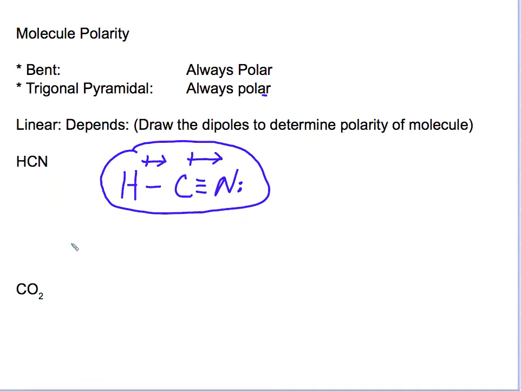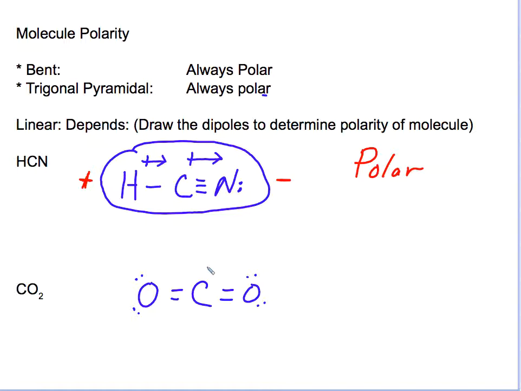So this side of your molecule over here would be slightly negative, and this side over here would be slightly positive. And because this molecule has a negative and positive end, it would be classified as a polar molecule, a molecule having oppositely charged ends. All right, let's look at CO2. So if you drew CO2, you'd get C double bond O here, C double bond O here.